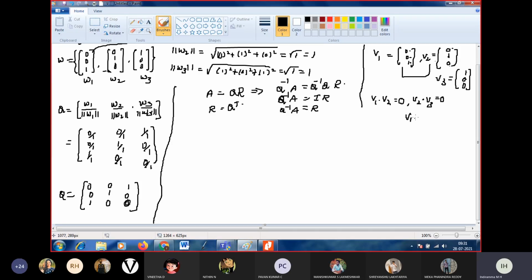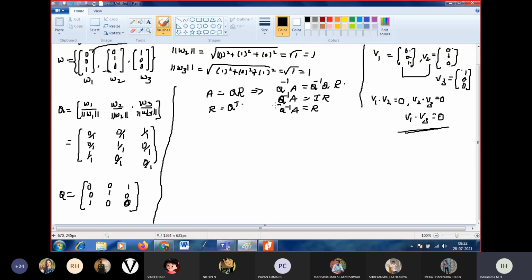So next, V1 dot V3. So 0 into 1 is 0, 0 into 0 is 0, 1 into 0 is 0. Yes, V1, V2, V3 are orthogonal vectors. So you have to check this one. After finding V1, V2, V3, first you check for orthogonality. Then you can go for W, Q and R. Okay. So if you are not getting 0, it means somewhere you did wrong. Please verify it.